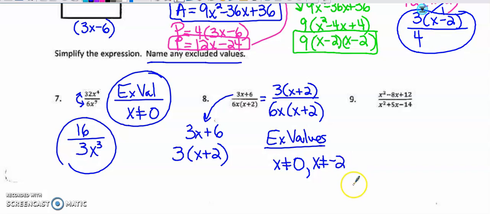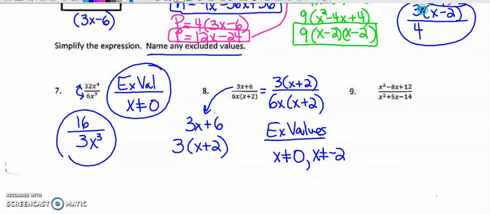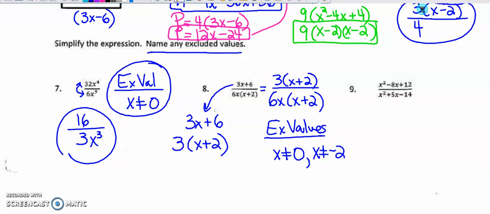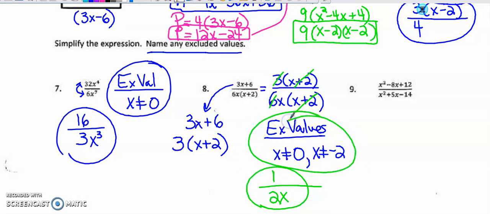Last, you simplify this. Let me see if I can move this down some more. When you simplify it, your 3 and 6, that turns into 1 over 2. Your monomial x has to stay, and your x plus 2 and your x plus 2 divide out. So here are your 2 answers. And I'm running low on time on my video time, so I have to do this last one quickly.